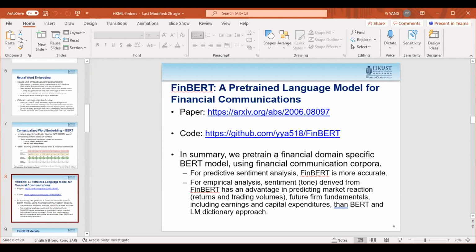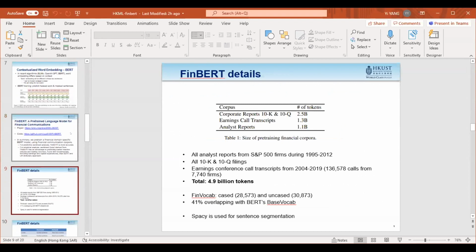To sum up, in this work, which we will talk about later, we pre-train this BERT model using financial corpora. To give you a quick summary, for the downstream prediction task, like sentiment analysis, FinBERT is more accurate than the vanilla BERT model. For empirical analysis, we found that the sentiment, the tone derived from FinBERT has an advantage in predicting market reactions, returns and trading volumes, future firm fundamentals, and other metrics than BERT and this dictionary-based approach. Let me give you a little bit of details about the FinBERT model.